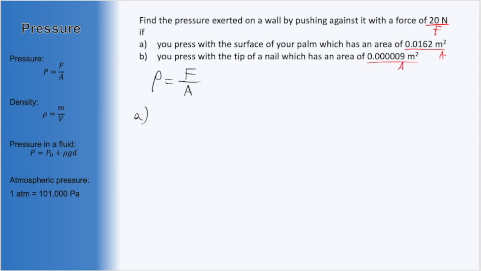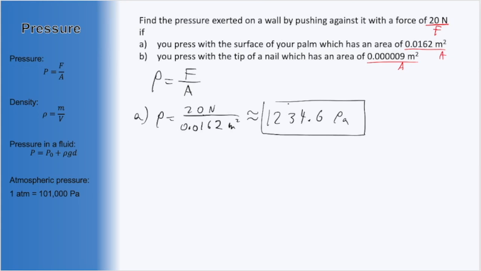Let's see how this works out in part A. Pressure equals the force, which is 20 newtons, divided by the area, which is 0.0162 square meters. Doing this calculation, we get about 1,234.6 pascals. So there would be the pressure against the wall from our palm.